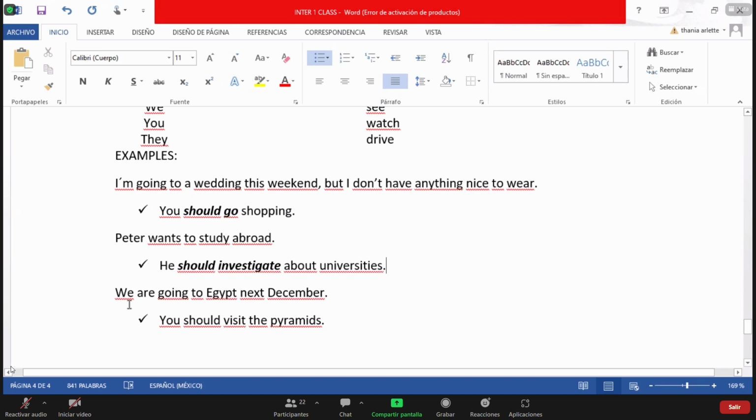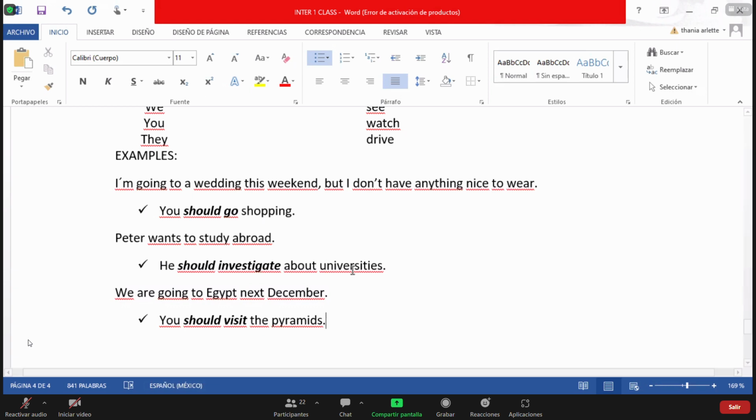The next one, we are going to Egypt next December. Once again, I'm talking about an idea in the future. But it is okay. The idea or the context can be in present, in past, or in the future. It doesn't matter. The context can take different forms. But the suggestion is always with the modal auxiliary followed by a verb in the simple form. This is for the affirmative.